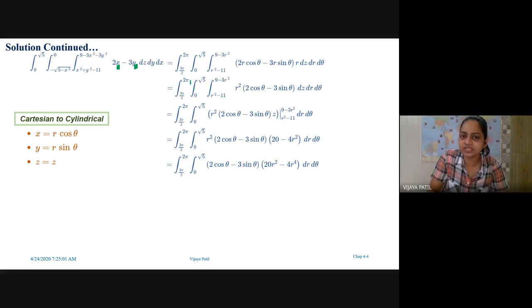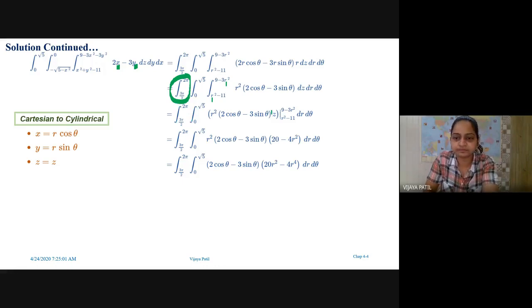Always keep the last, outermost integral as a constant. It's not required that it be theta or r; swapping can be done. The only thing is, because I need the final answer as a constant without a variable, I cannot place z as the outermost, because at the end I would get the answer in terms of r, which is not the goal. The goal is to find the integral as a constant. Therefore, we do z first, then r, and then theta.